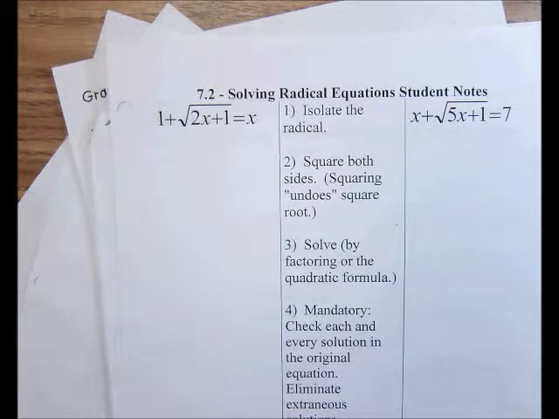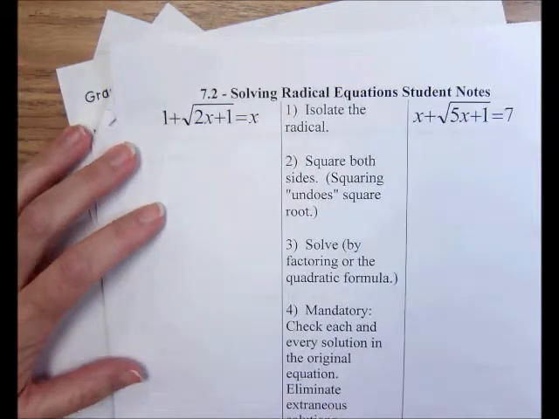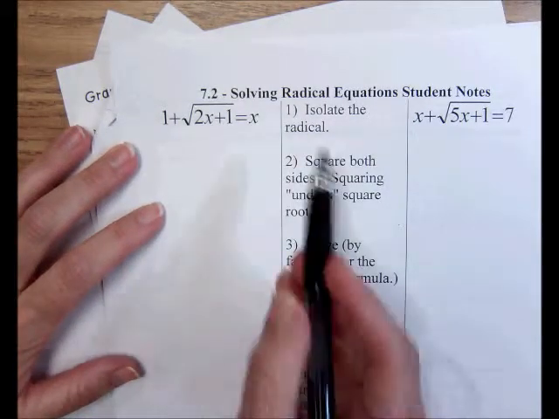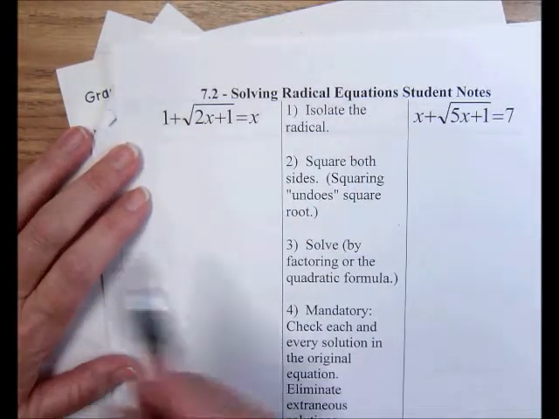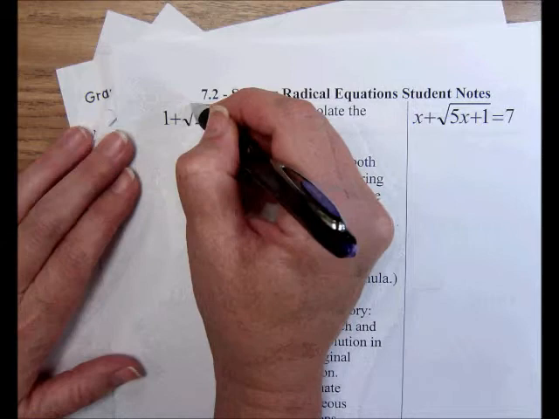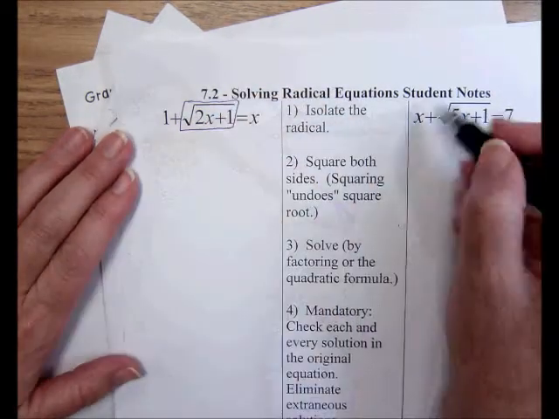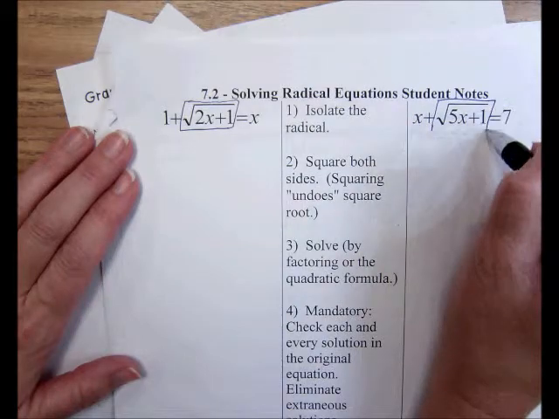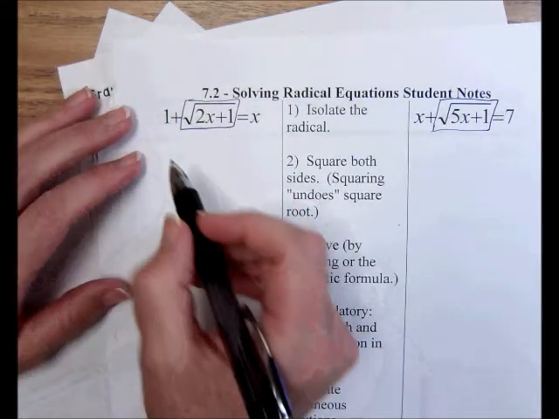Today we worked on solving radical equations. There's a few steps that we did, and this paper is what we did in class today. The first step for both of these problems is to isolate the radical by itself. When I say isolate the radical, that means get the part underneath the radical on the side by itself. And I would just leave it on the side that it's on.